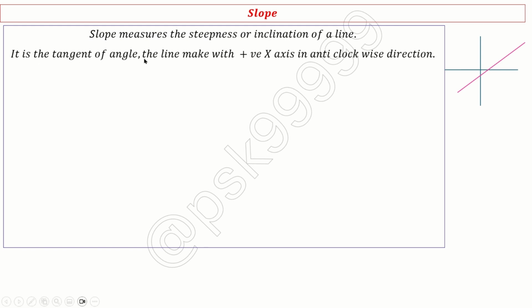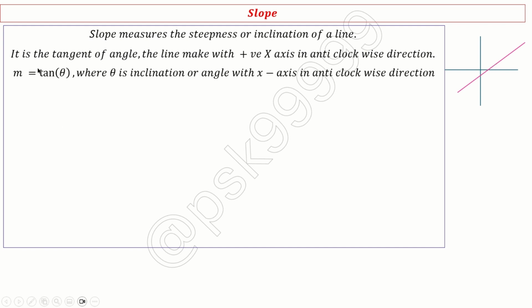It is the tangent of an angle. The slope of a line is the tangent of the angle the line makes with the positive x-axis in the anti-clockwise direction. That is most important. You cannot take this angle, you have to take only this angle. m equals tan theta, where theta is the inclination, or angle with the x-axis in the anti-clockwise direction.